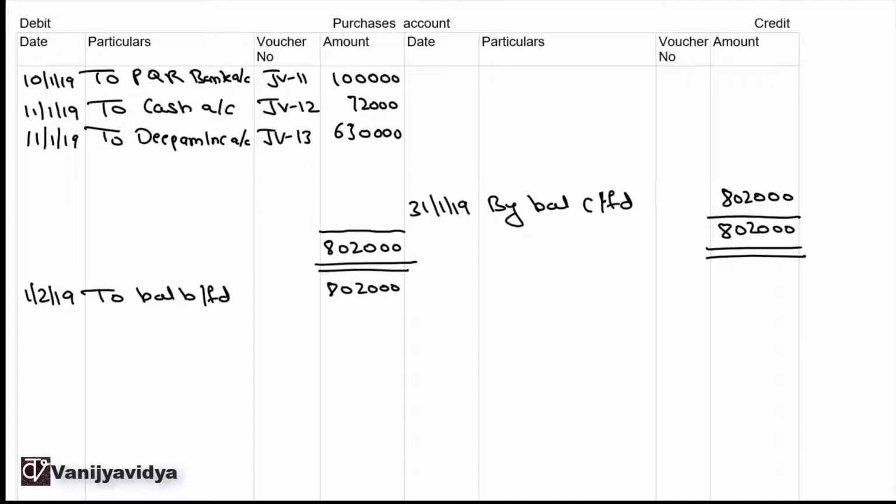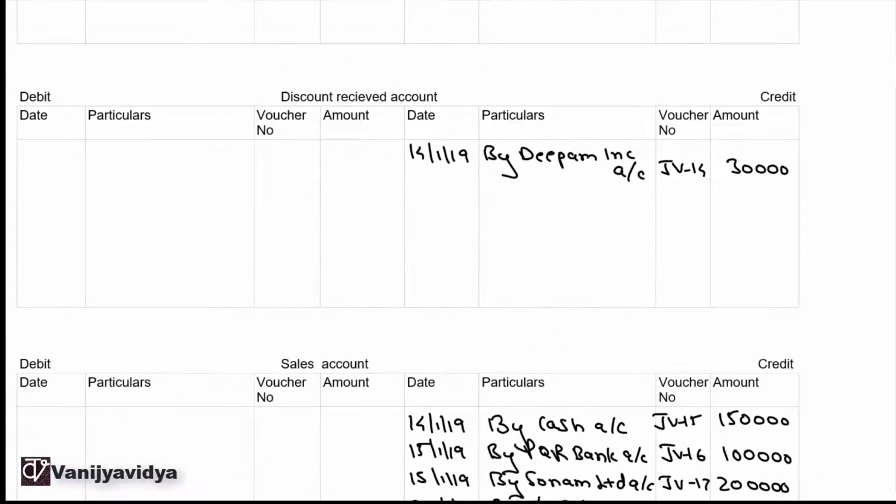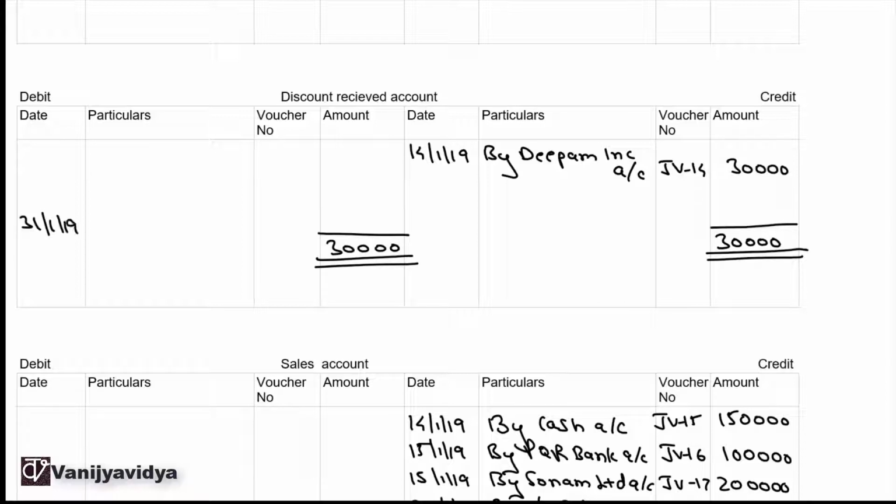Now the next ledger account. Discount received account. Debit side total is 0, credit side is 30,000. So on both the sides we write total as 30,000. Then on the debit side, 31st Jan 2019, to balance carry forward 30,000. On 1st Feb 2019, by balance brought forward 30,000.